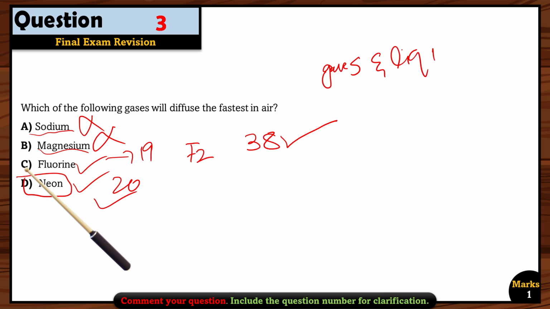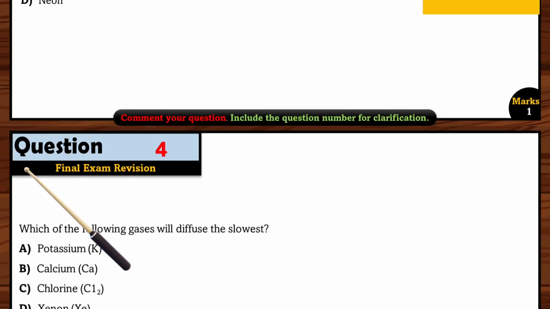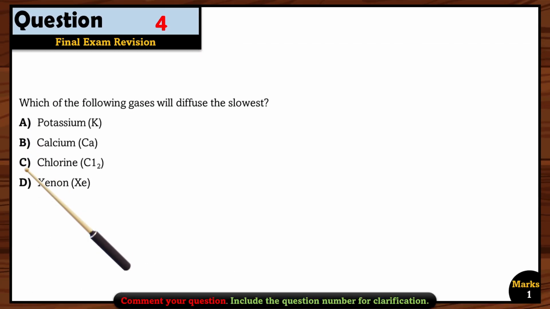So that's why option D is the right option. Let's see another example. Which of the following gases will diffuse the slowest? Now you have to check the one which has the highest mass. Highest mass means it will diffuse slower.